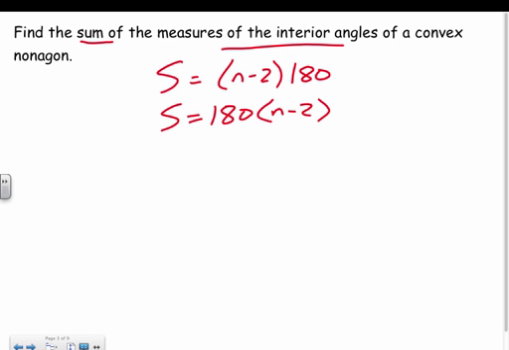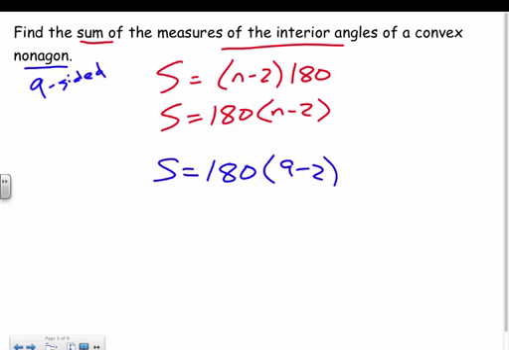Well, what type of polygon do I have? A nonagon. So we might have to think back. How many sides is a nonagon? Well, that is a 9-sided polygon, right? So all I've got to do is plug it into my formula: 180 times 9 minus 2. So it's just the number of sides minus 2, and we're going to take that times 180.